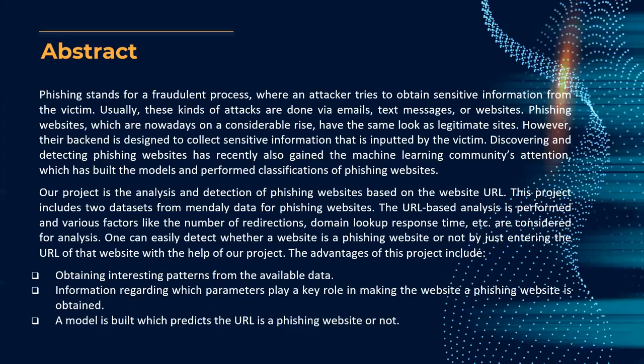Phishing is basically a process in which an attacker tries to obtain sensitive or important information from a victim. The attacker might use any of the means like emails, texts, or websites. Among these, websites are the most common way attackers commit information theft. A phishing website has the same look as the legitimate site, but the backend is designed to collect the information input by the victim. Our project here is the analysis and detection of phishing websites based on website URL.